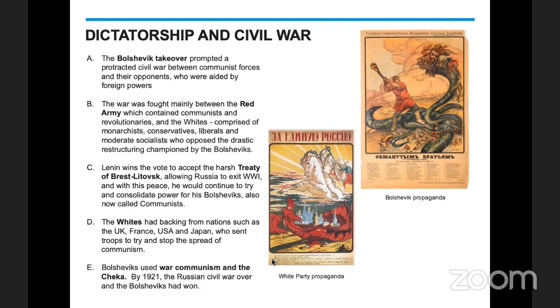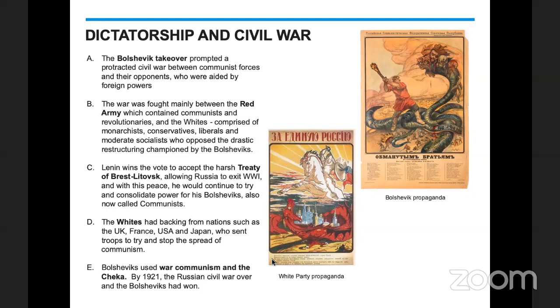On the left, we have the white propaganda. And on the right, we have the Reds, or the Bolsheviks. And I really like both of these pieces. On the left, we have the good white slaying the red dragon. And on the right, we have the Reds, the strong working man Reds, cutting the heads off the Hydra, the different heads of the countries that are in World War I.